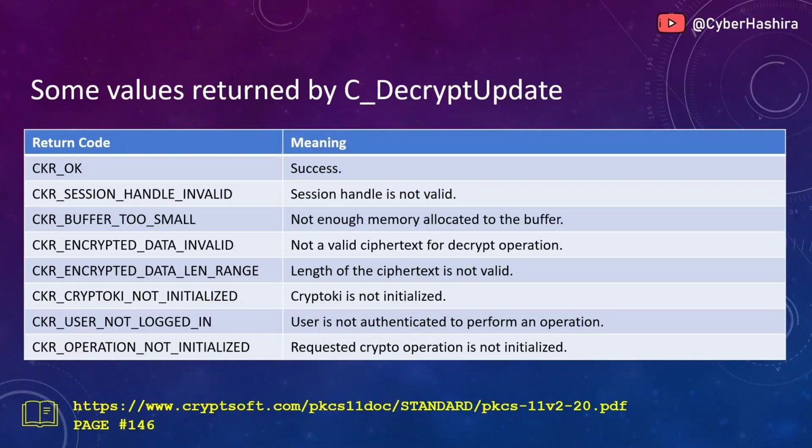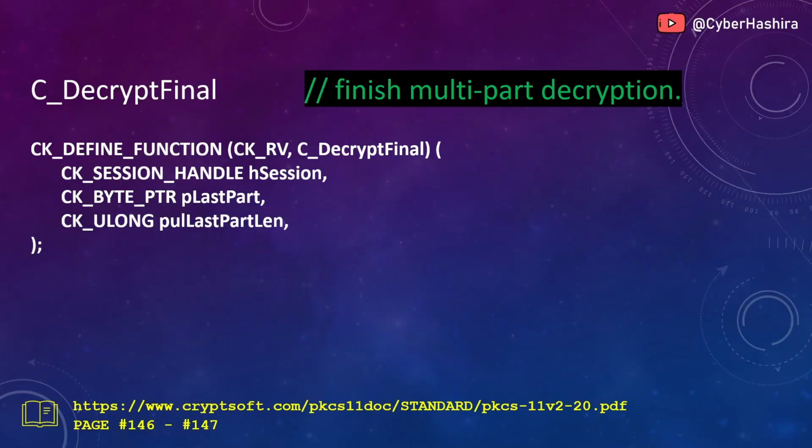These are some of the return codes that C decrypt update may return. More information on C decrypt update is available on page 146. And the last function for today's video is C decrypt final. This function is used for finishing a multi-part decryption process.